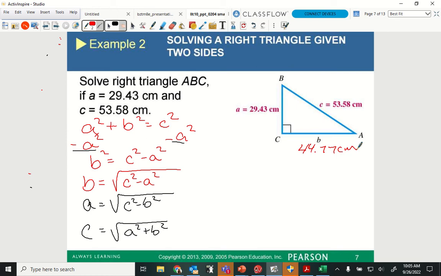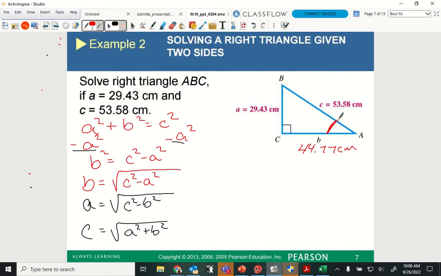Now I gotta try and find my angles. I'm gonna start with this one right here. Let's see if you guys remember this. If I'm looking for an angle, I need to do the inverse. You should automatically jump to, hey, I'm gonna do an inverse.